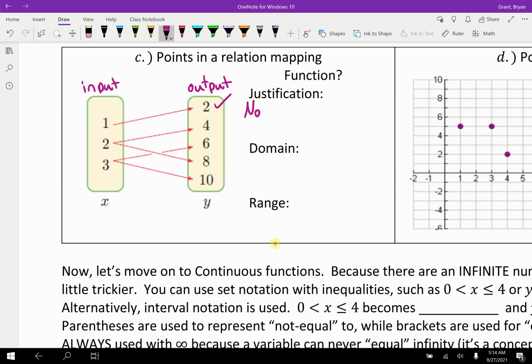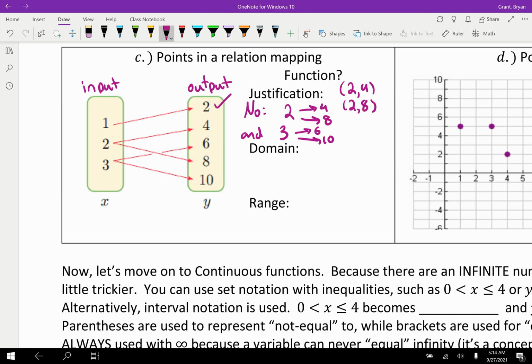So this is not a function, and the reason why is because 2 maps to both 4 and 8, and I think 3 maps to both 6 and 10. So we have an input that goes to 2 different outputs. If you saw this as points, it would be the points (2, 4) and (2, 8). The input would repeat with different outputs.